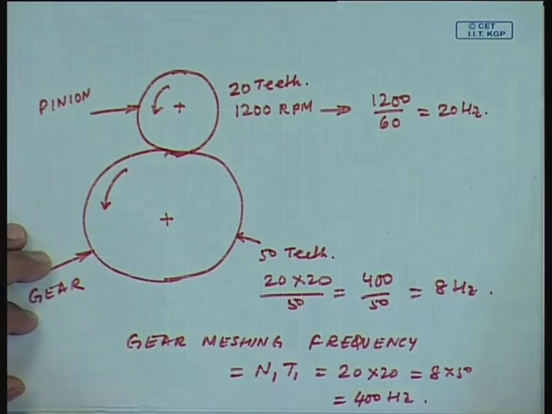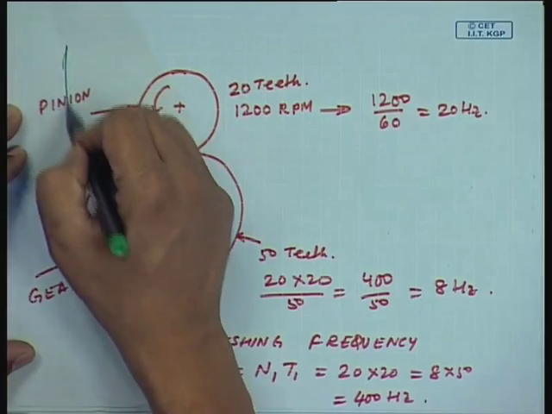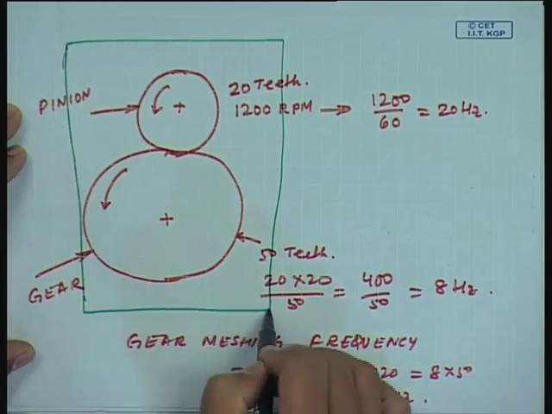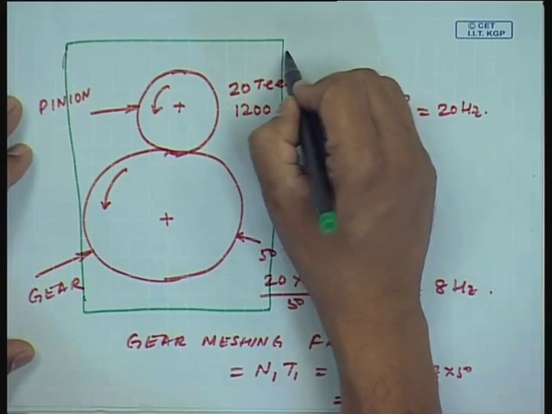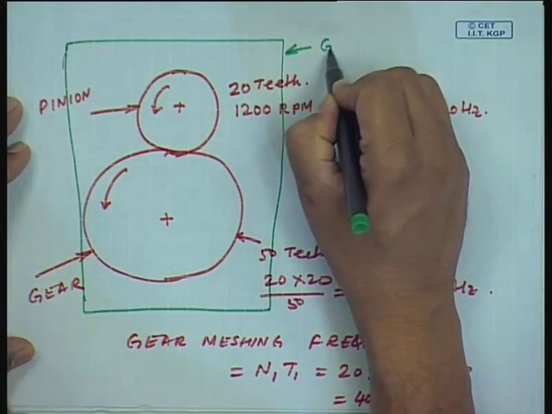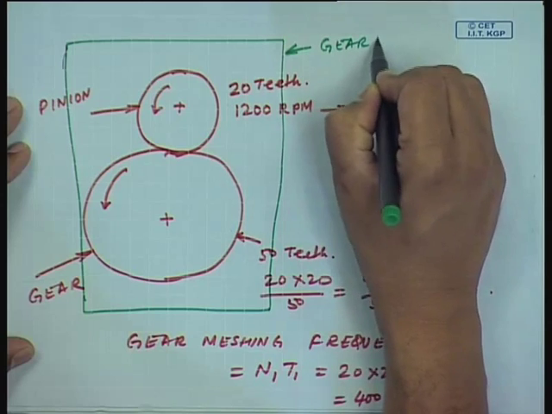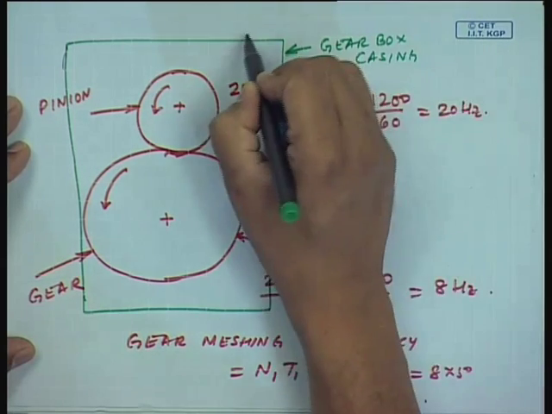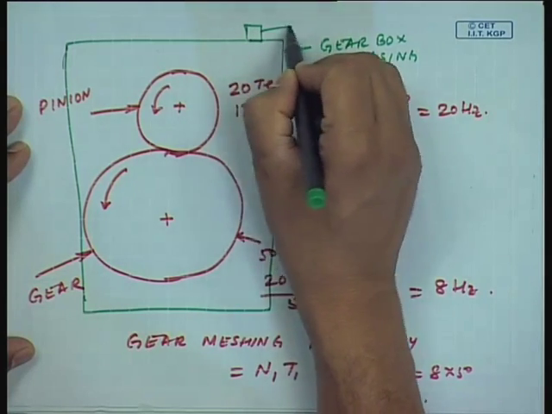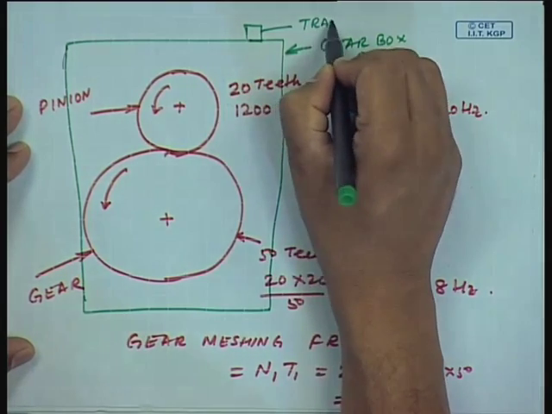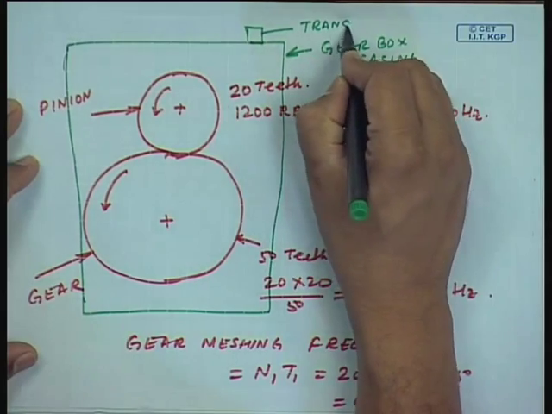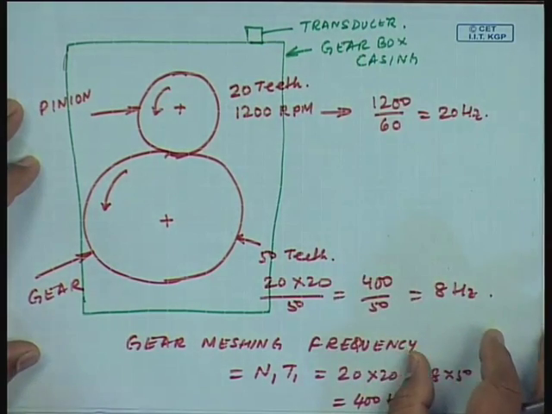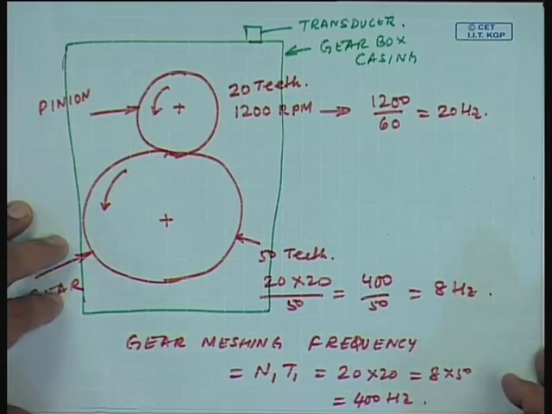Now, suppose for the sake of measurements, I put this set in a gearbox. This is the gearbox casing, and I put one transducer to do the measurements. Okay.